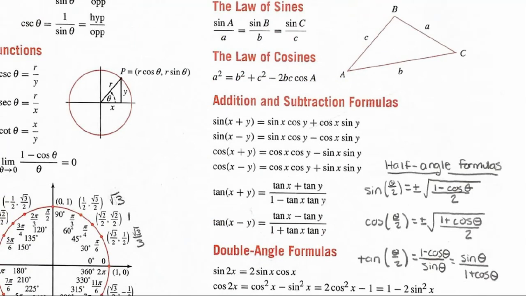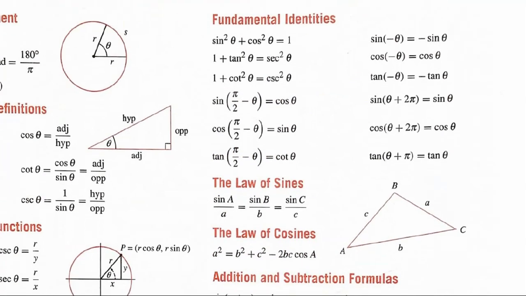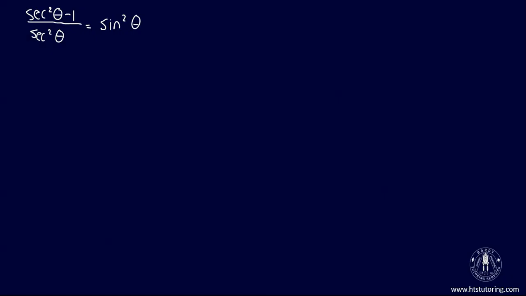If we pull this up, we're going to look at our identities here, and I'm going to look for one that contains secant squared theta. If I rearrange this one, I have secant squared theta equals 1 plus tangent squared. If I solve that for tangent, I would get tangent squared theta equals secant squared theta minus 1. Not sure if that's going to help us out too much, so let's just keep that in our back pocket and let's go back and look at this.